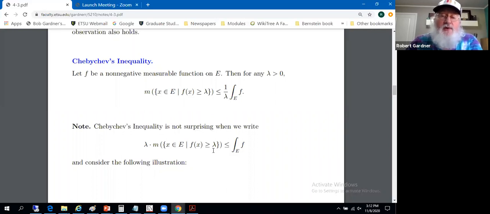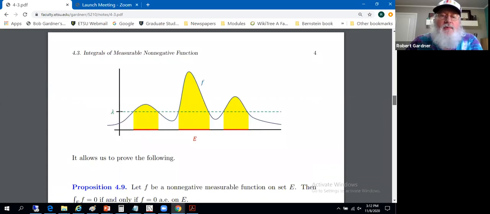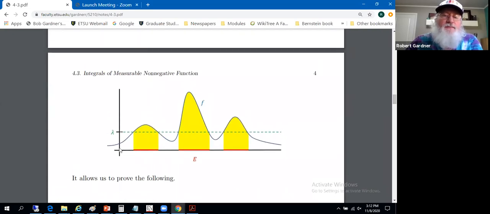where the function is greater than or equal to lambda is less than or equal to the integral over E of f. Think of this as a rectangle, kind of like a Riemann sums type rectangle. Although the base is actually a measurable set, so the idea of a rectangle is taking some liberties there. But look at this picture. Here's a function f. It's non-negative. Here's a value lambda.